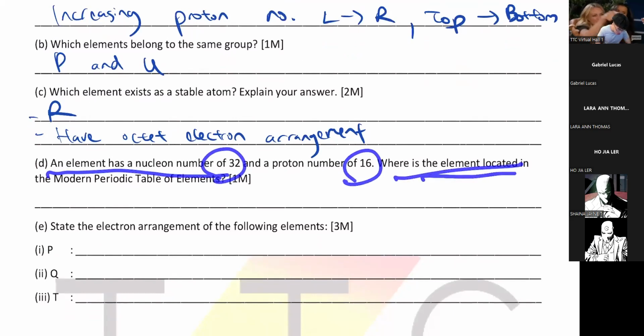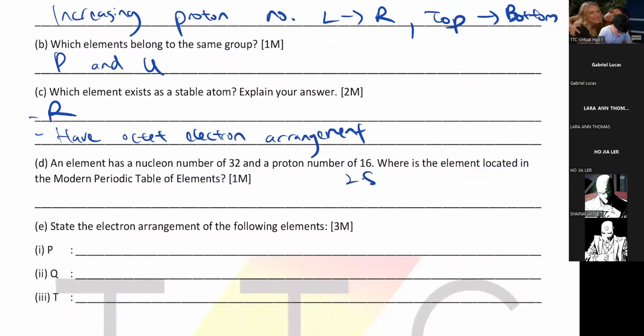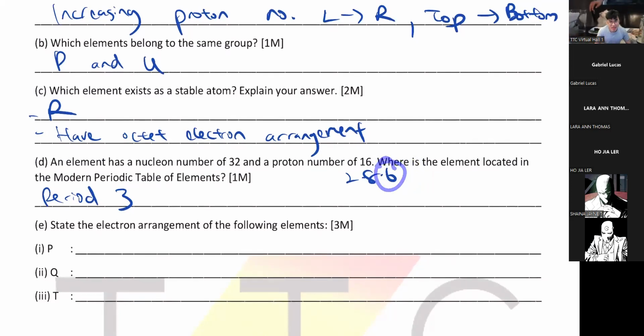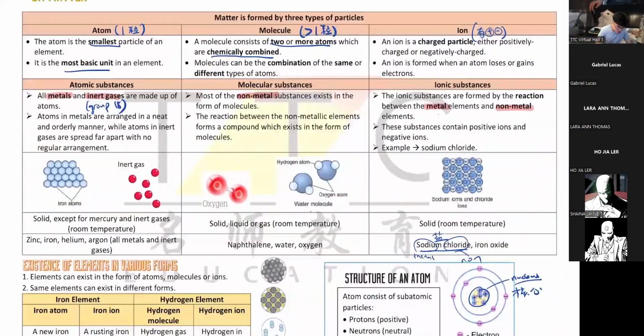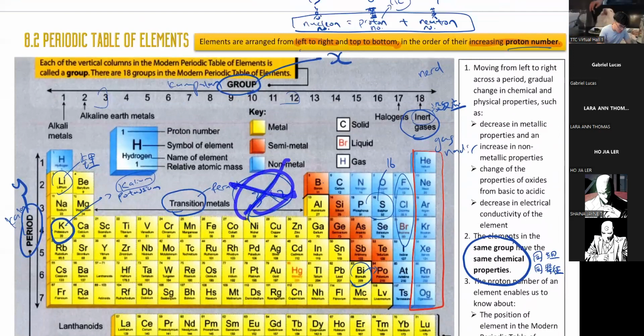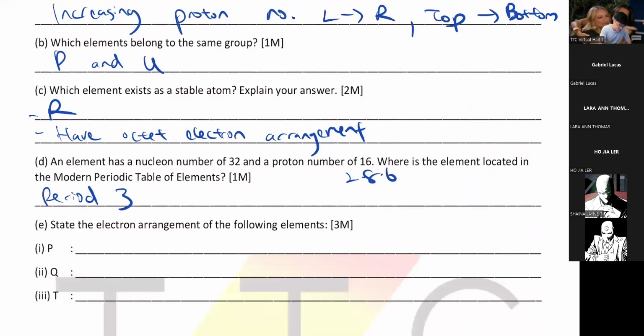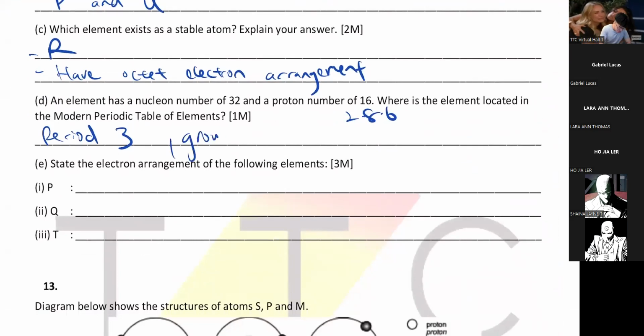So D, an element has neutron number 32, proton 16. Where is the element located in the periodic table? So 2.8.6. They are in period 3 because they have 3 layers. And then this is 6, right? How many is at the last? That means they are in group 16. Why not 6? Because like I said, from 3 to 12, we don't count. So it's from 1. If my valence electron has 1, group 1. 2, group 2. 3, group 13. I jump to 13, and then 14, 15, 16. So it should be group 16.